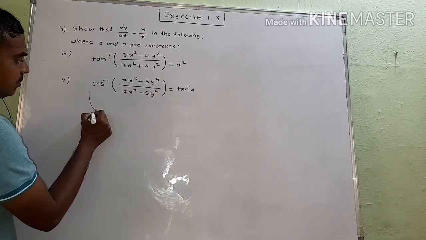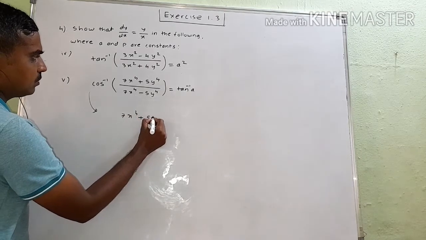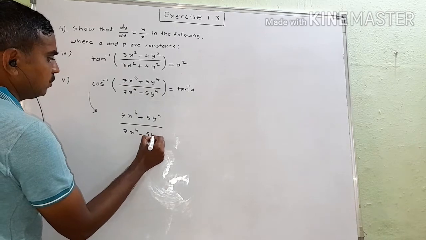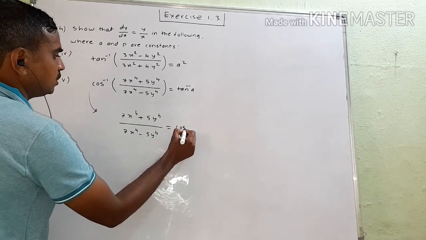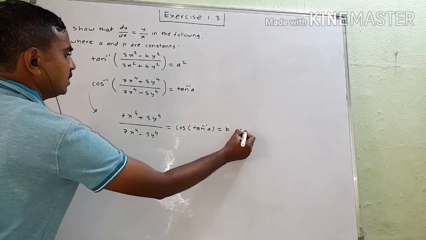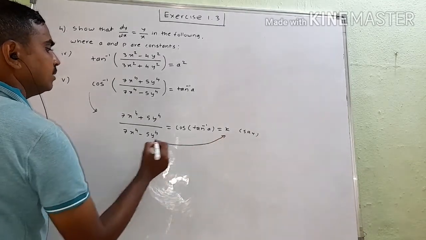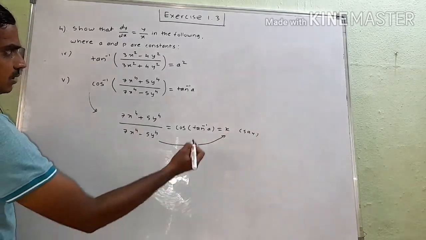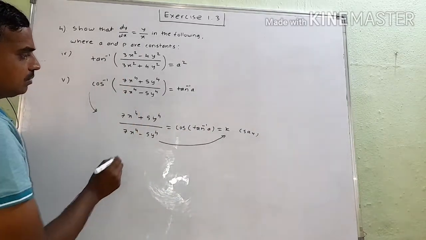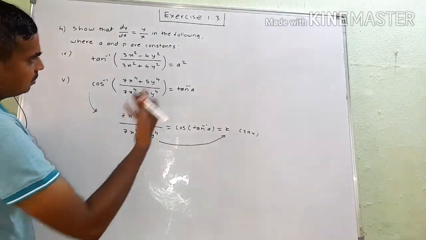It means in this step we have to convert it into 7x raised to 4 plus 5y raised to 4 divided by 7x raised to 4 minus 5y raised to 4 equal to cos of tan inverse of a. And you have to write this as k, suppose. And the next step will be to multiply by the denominator 2k. All the next steps are like our fourth example, by multiplying this by k and separating x raised to 4 and y raised to 4, you can easily solve.